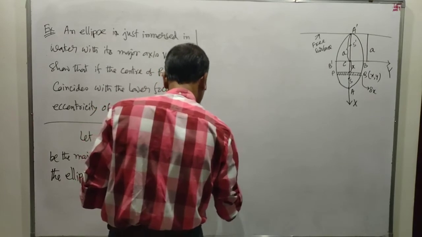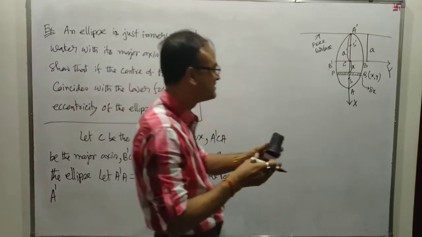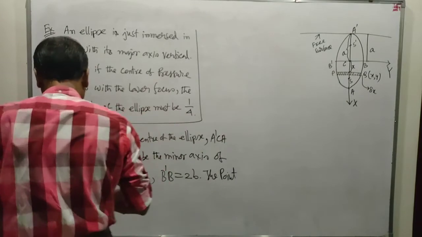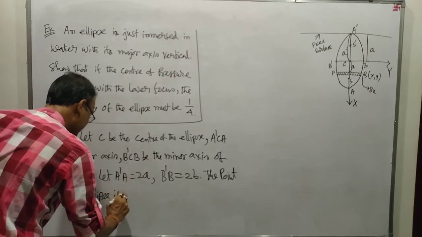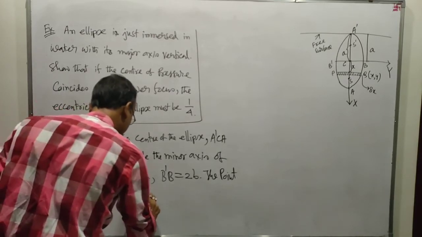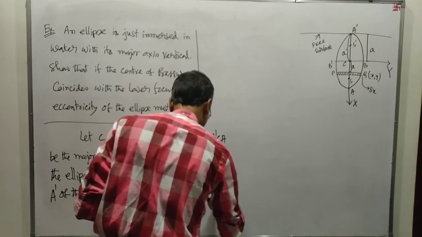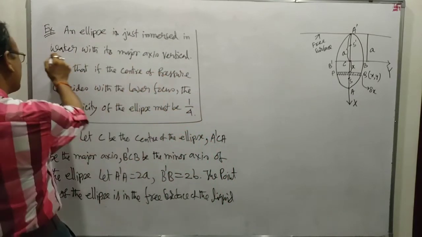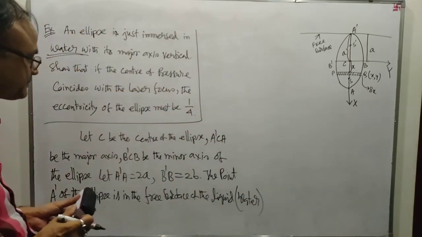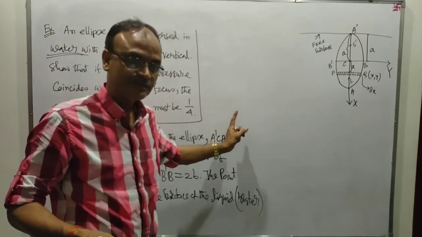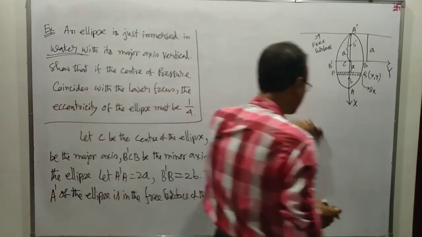The point A dash of the ellipse is in the free surface of the liquid. Here the liquid is given to be water. You may write here water. Right? I hope up to this step there is no problem.